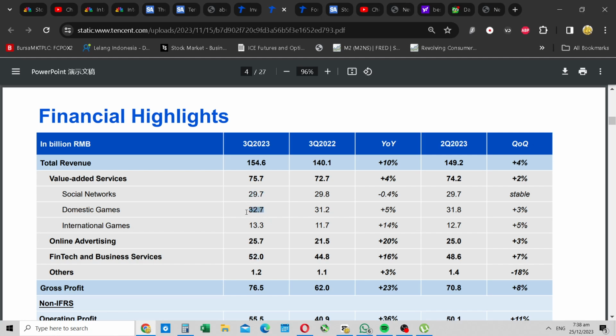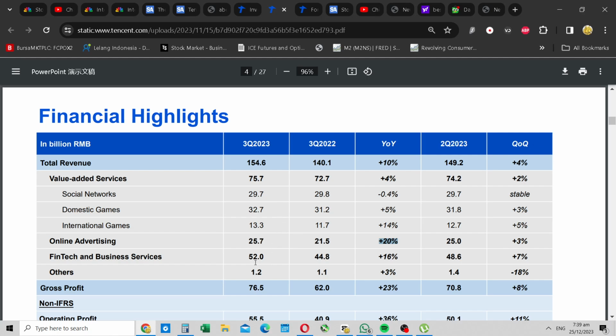Either this or this or this lah. Only three left, right? I don't think they are going to crack down on online advertising lah. I kind of doubt it lah. If they crack down on social networks, I don't know whether it's gonna... I think it's gonna affect the advertising because they're kind of linked, right? So although this one is only minus 0.4%, this 20% will get affected. So it's linked lah. The social and that one, we don't know how correlated they are.